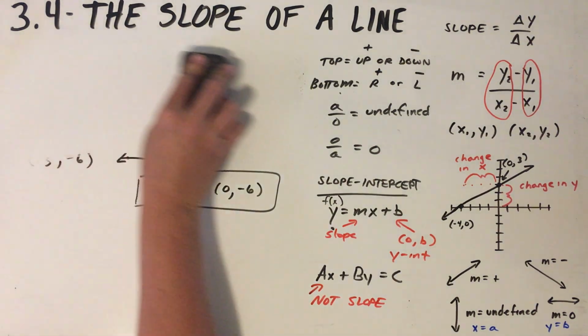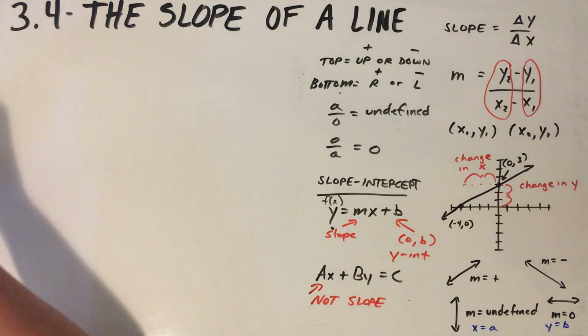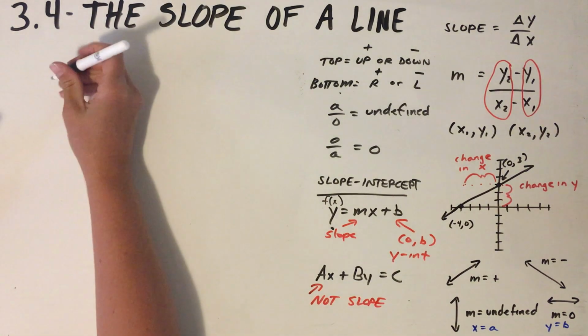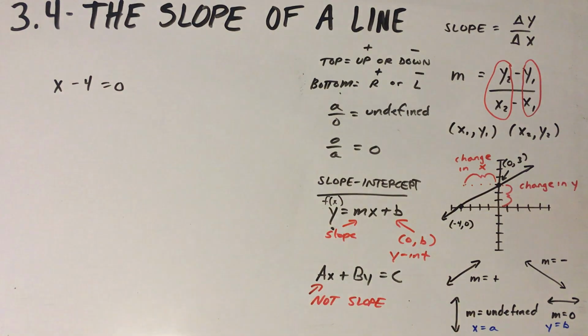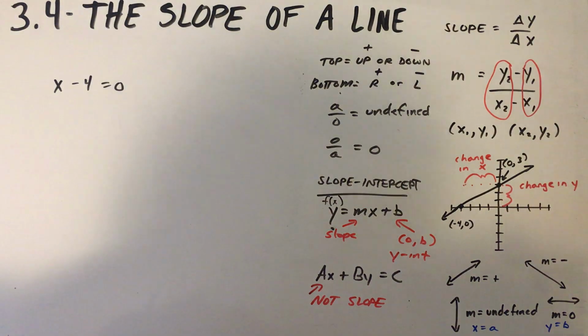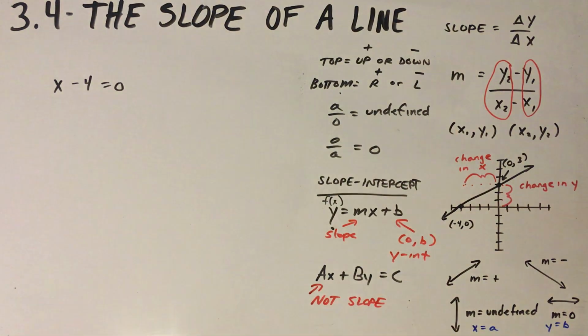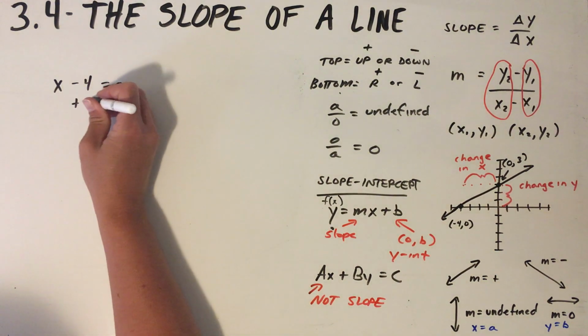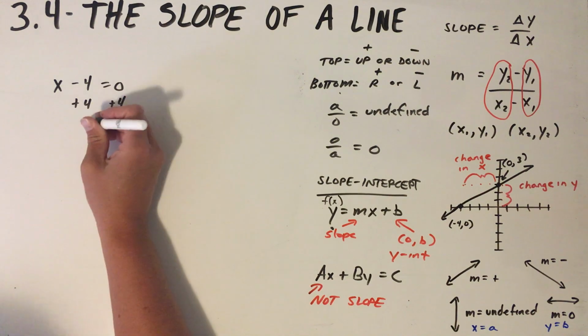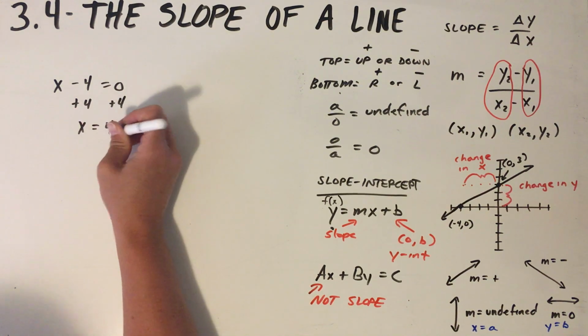Okay, what about if I have x minus 4 equals 0? Well, this doesn't even have a y, so how am I supposed to solve for y and put this in slope-intercept form? I can't. So what do I need to know about this? Well, let's put this in some form that we do recognize, that x is equal to 4.